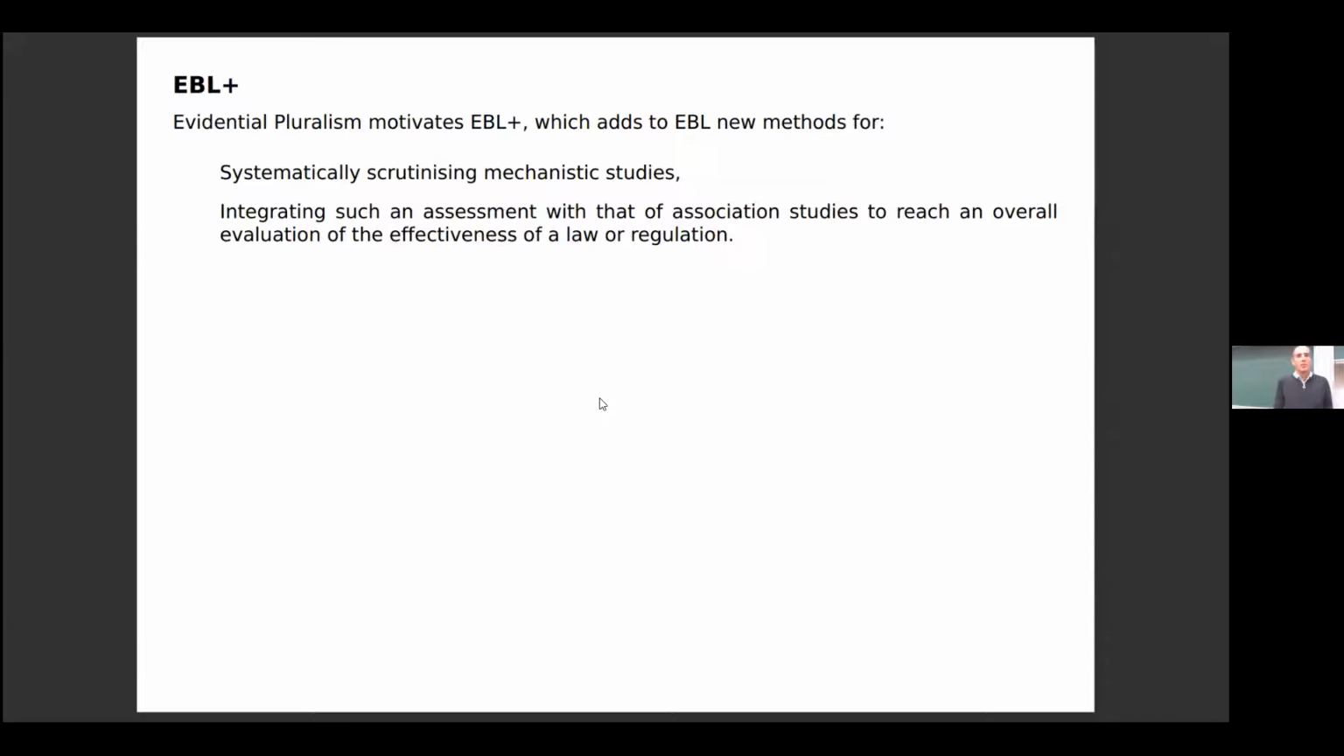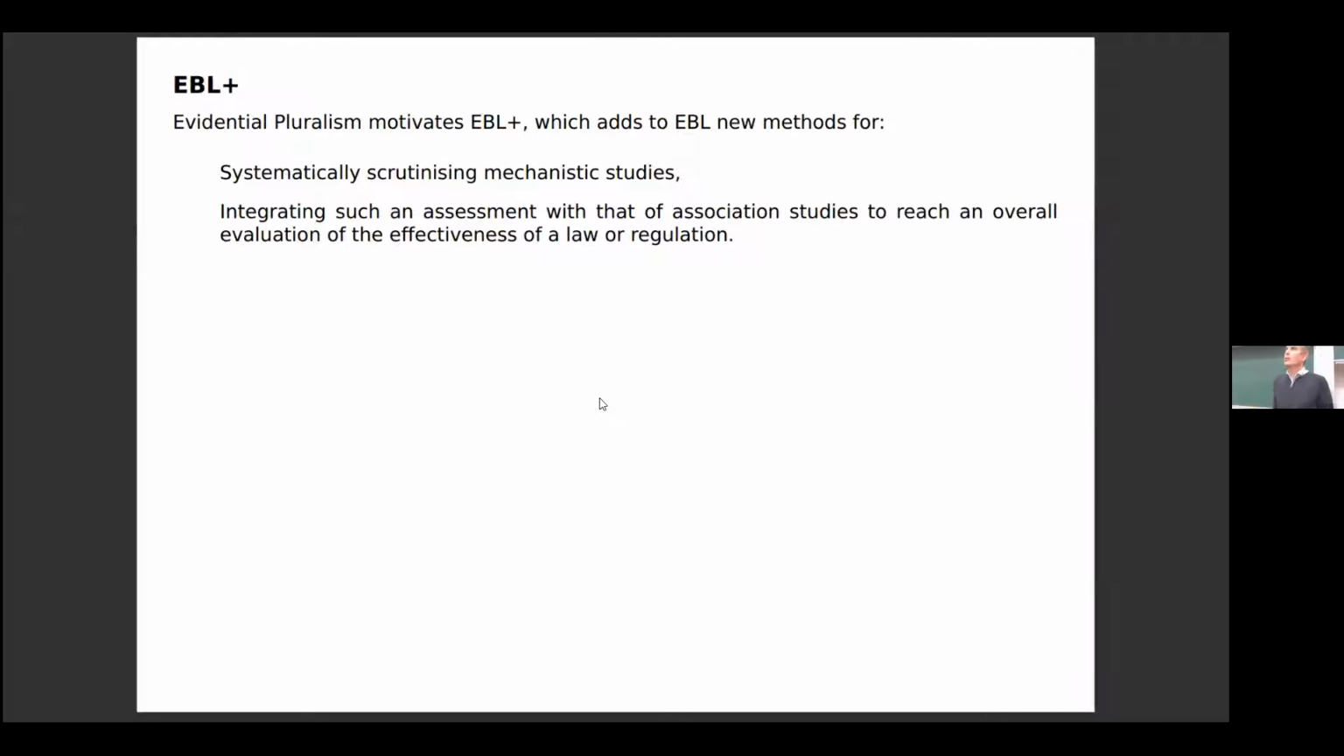Evidential pluralism suggests moving to an approach that might be called EBL+, which scrutinizes mechanistic studies alongside the association studies of standard evidence-based methods, and integrates this kind of assessment with that of association studies to reach an overall evaluation of the effectiveness of a law or regulation. And that's what I'm going to be looking at for the rest of the talk, this EBL+ idea.